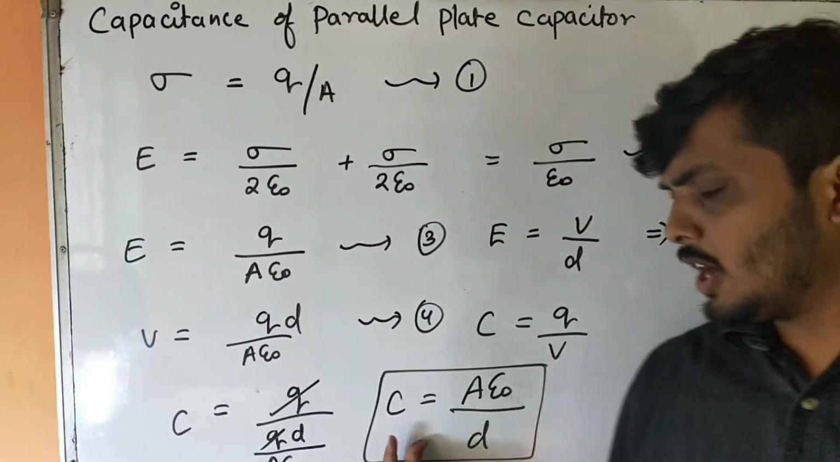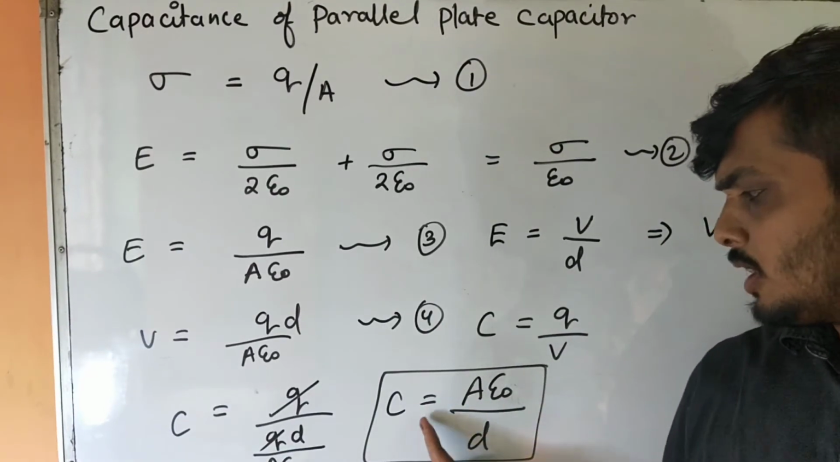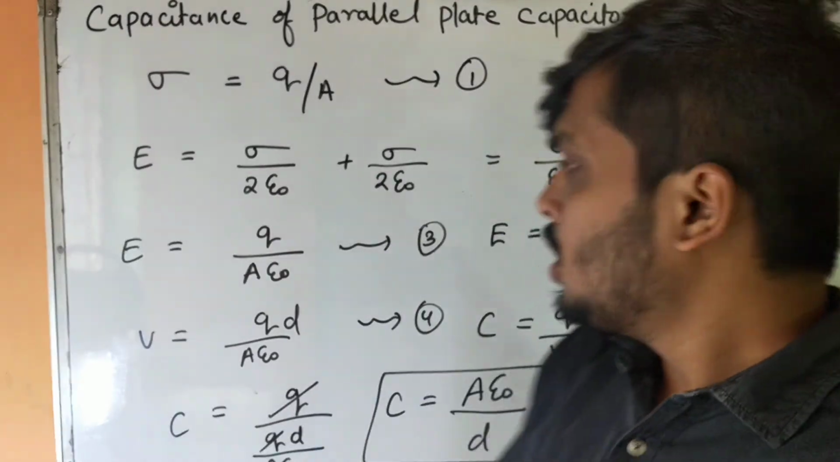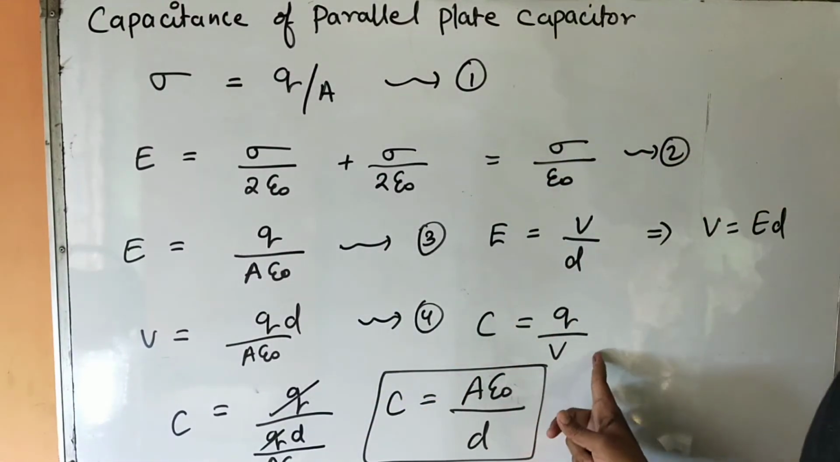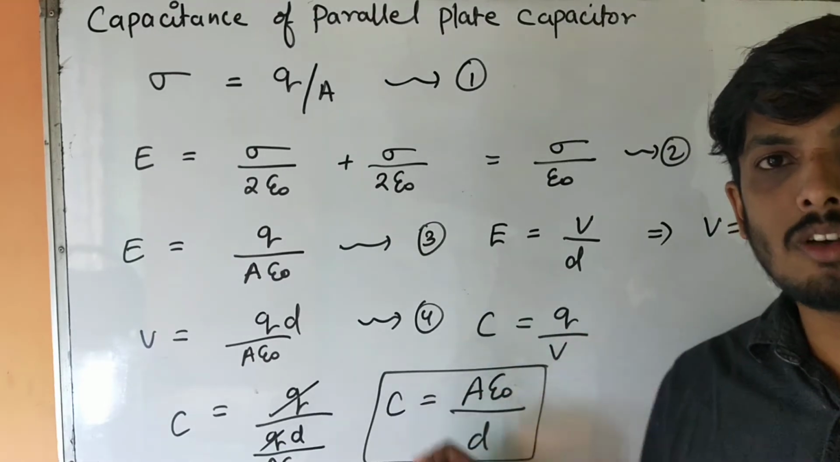Now look carefully at this expression. You observe that the capacitance of the parallel plate capacitor does not depend upon either Q or V, as per our definition, but it depends upon the dimensions of the plate.